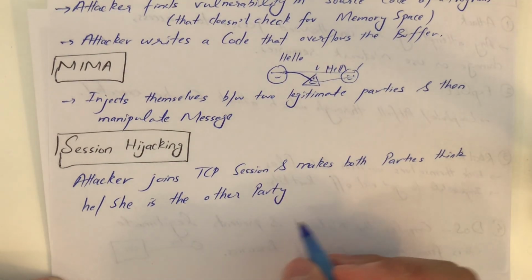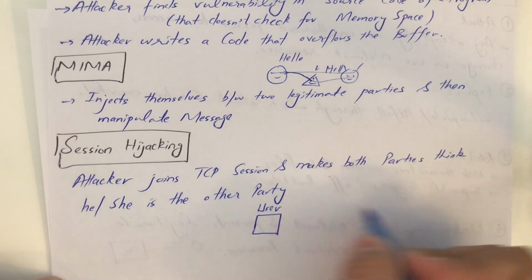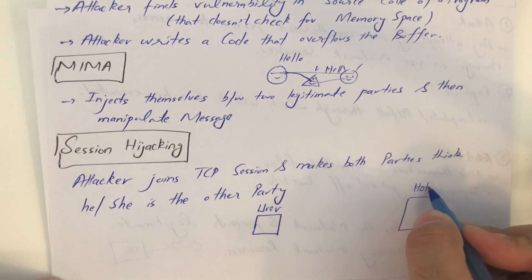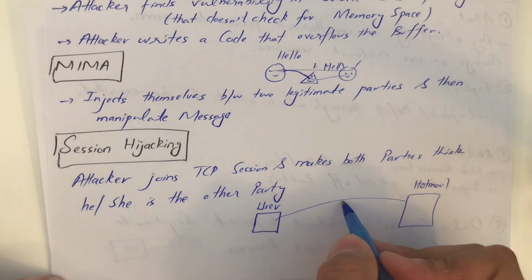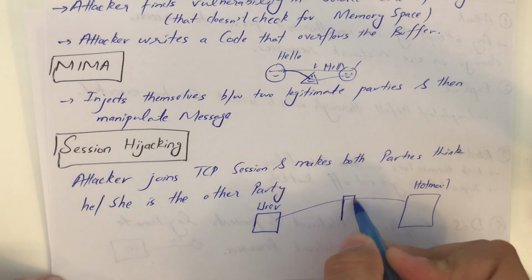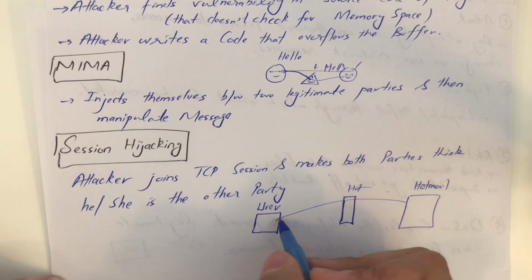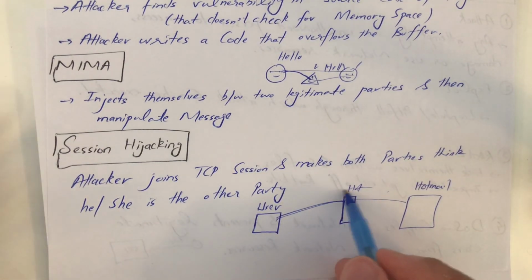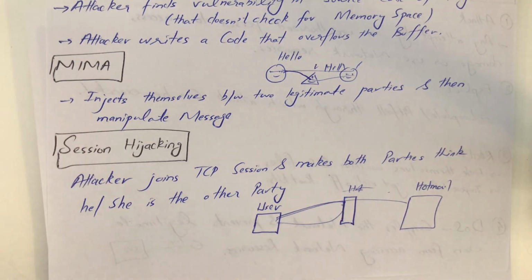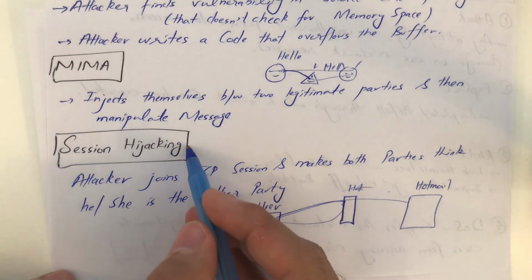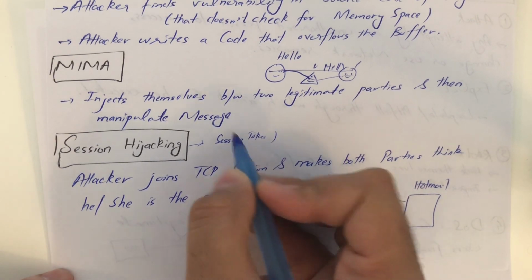What does it mean? Let me give you a basic idea. For example, a user wants to access a particular website, let's say hotmail.com. So you send some TCP packets to hotmail.com. The attacker injects themselves right in the middle, steals your session token, and pretends to be hotmail.com. They make you believe this is hotmail.com and then try to steal all your confidential data. That is called a session hijacking attack. In order to execute that, the attacker has to steal the session token. That's what we'll discuss in an upcoming chapter.